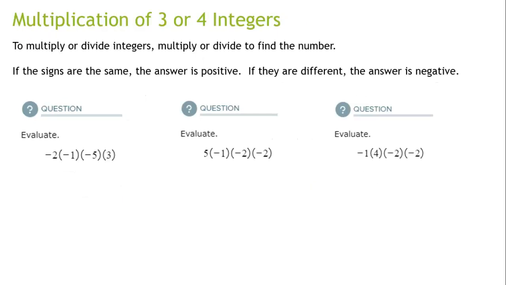All right, same topic as before, multiplication or division, but now let's try to do a string of them. And remember, we don't necessarily need to do these all at once. We can do them 2 at a time if you want to. Negative 2 times negative 1 is positive 2, and I'm going to bring down the rest of the stuff I haven't used. 2 times negative 5, the signs are different, so that's negative 10, and I'm going to bring down the 3. Negative 10 times positive 3 is negative 30 because the signs are different.